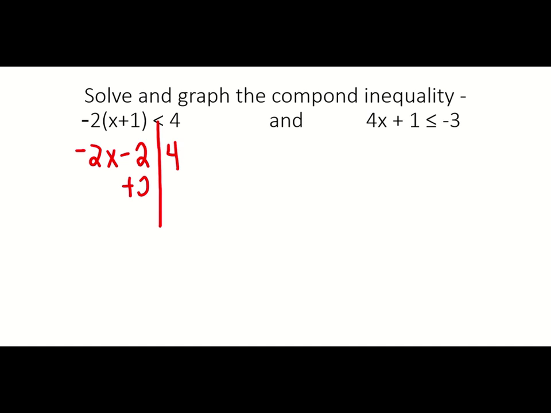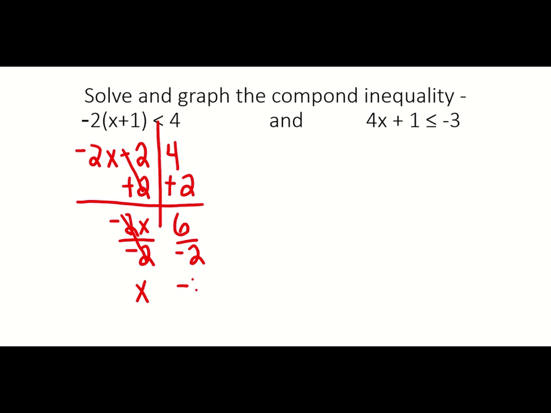Add 2 to both sides. So we have -2x with 6. And then divide by -2. So we have x. 6 divided by -2 is -3. And then since we divided by -2, we need to flip this to be x is greater than -3.